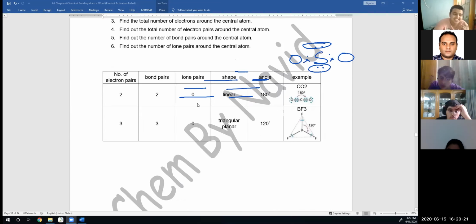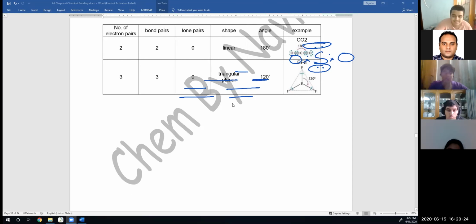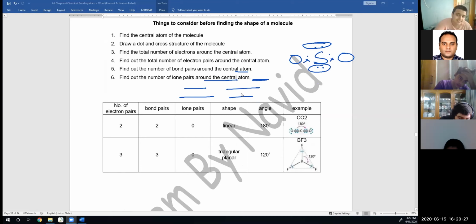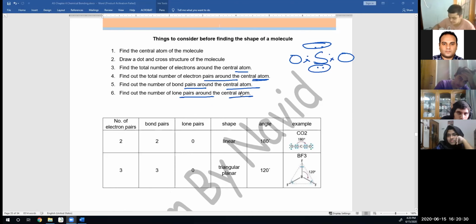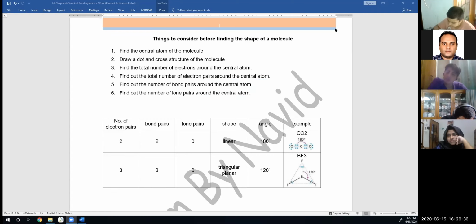Sir, you haven't finished copying yet. Let's start from the beginning again. First of all, they have given you an example. You have to determine the shape of that molecule. So first, they have given you SO2. Okay? So that's your example. So first thing is, you have to find out the central atom. Who's the central atom here? S. Very good.